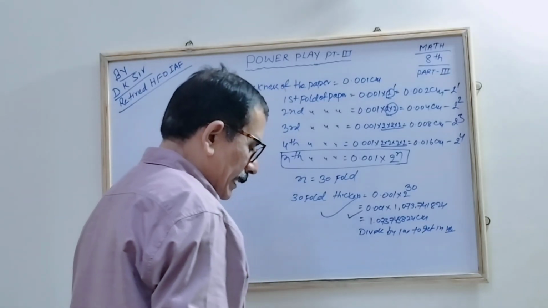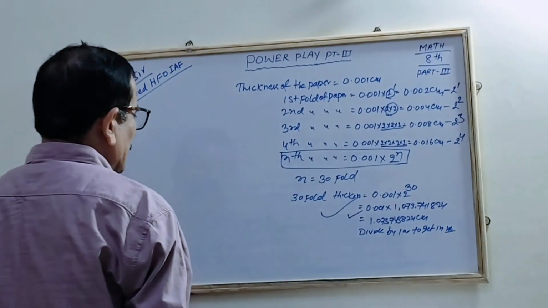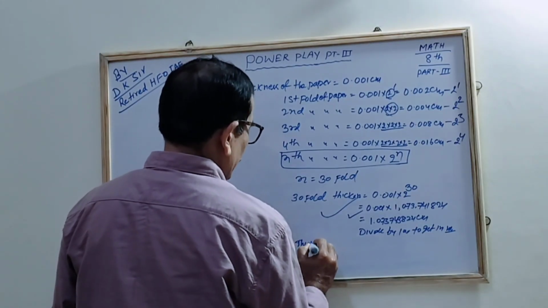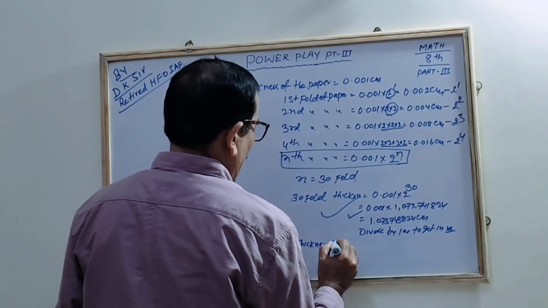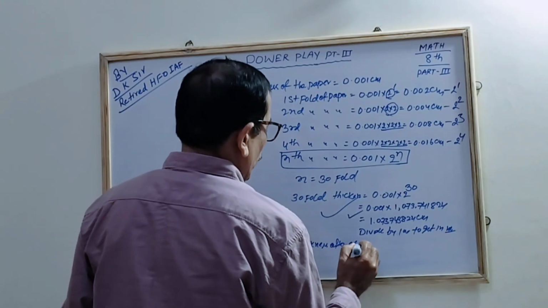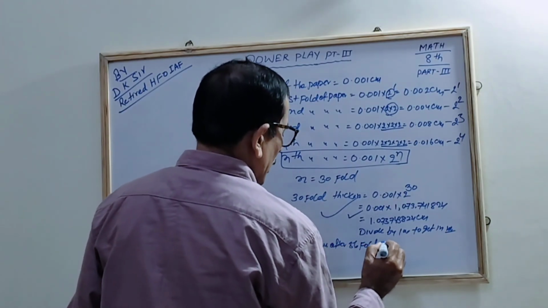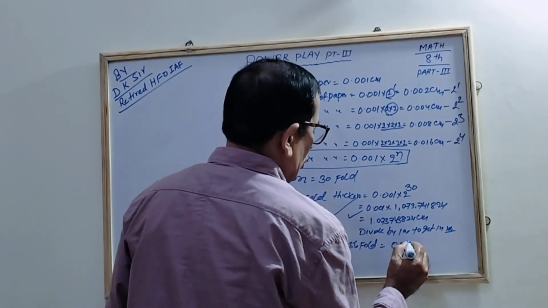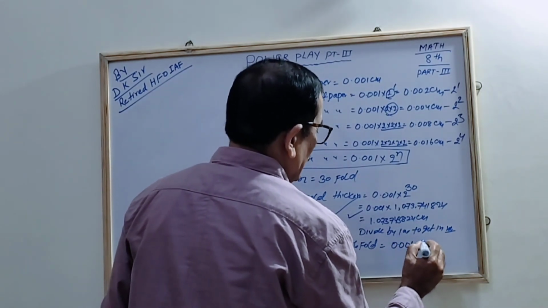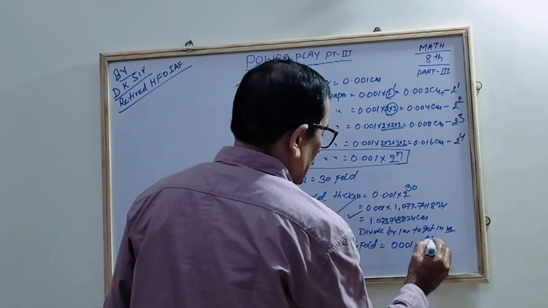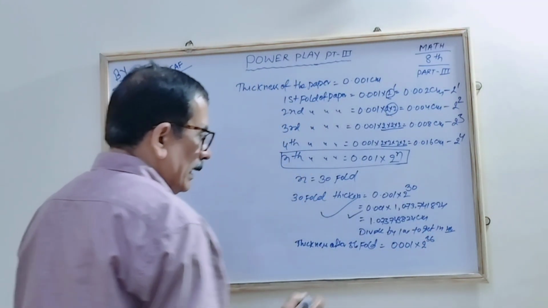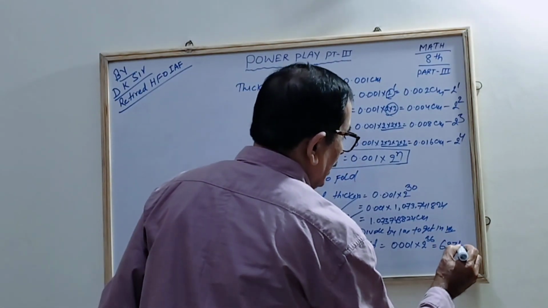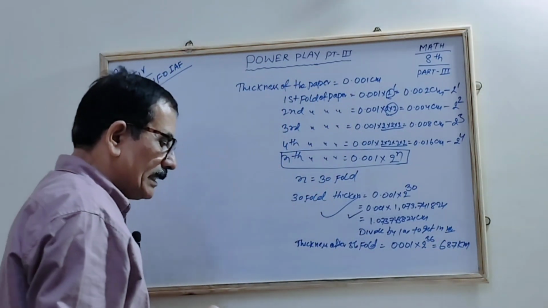The next question they are asking about is 36. So the thickness after 36 folds will be 0.001 multiplied by 2 to the power 36, correct? When you do the multiplication, gentlemen, you are going to get almost 687 kilometer, correct? This is 687 kilometer.